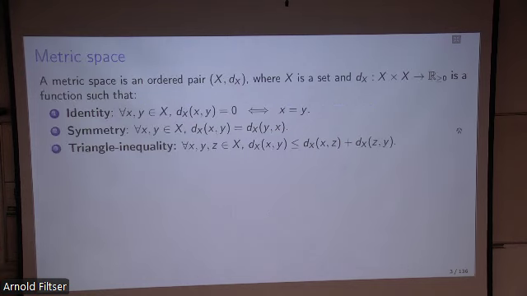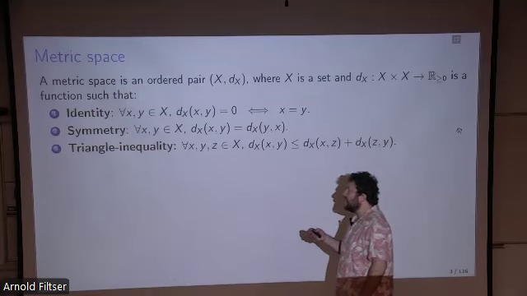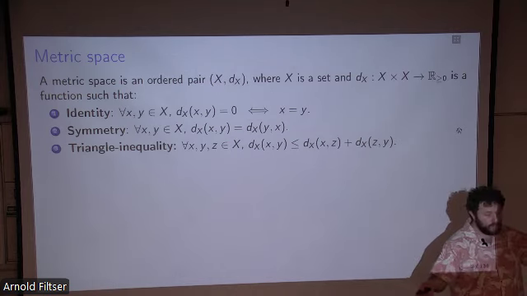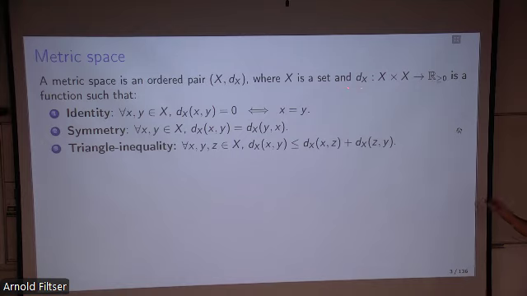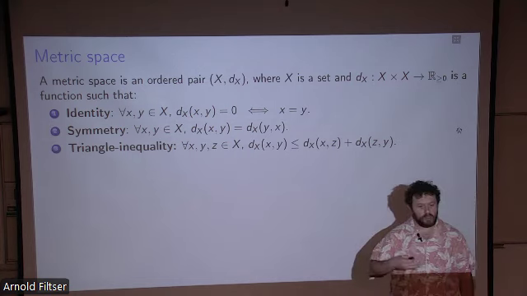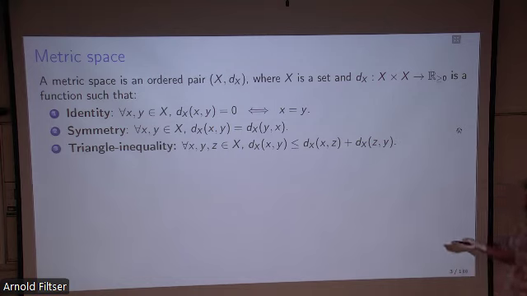A metric space, maybe some of you already saw them, is basically a distance function. You have a set of points, and this D is just a function: I give you 2 points, and this gives me a distance. There are 3 axioms it should fulfill. The first one is the identity. The distance from any point to itself must be 0, and this is the only case where the distance is 0.